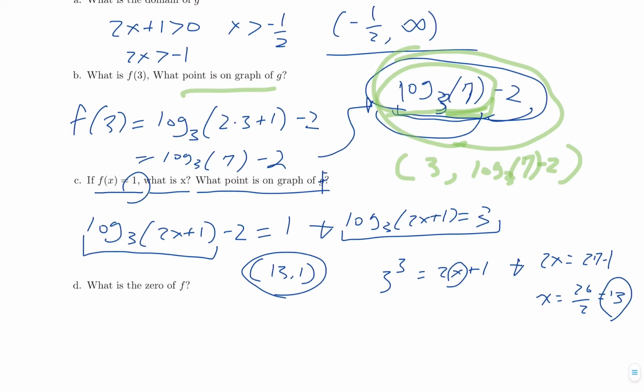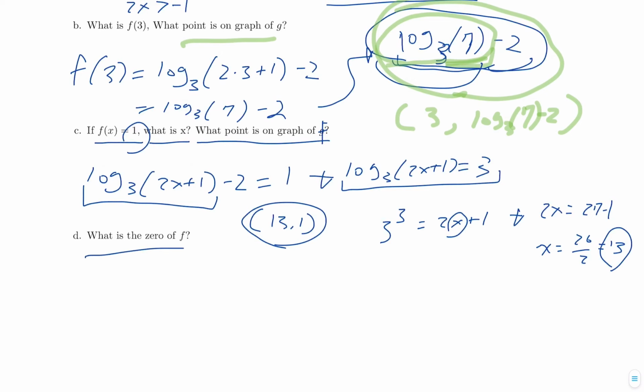Okay. So what is the 0 of f? Just rewrite f, which is log base 3 of 2x plus 1 equals 0, and solve for x. Again, I'd like you to pause the video and try on your own. What do you think we should do here? How can we solve for x here? Pause the video, try on your own, and come back.